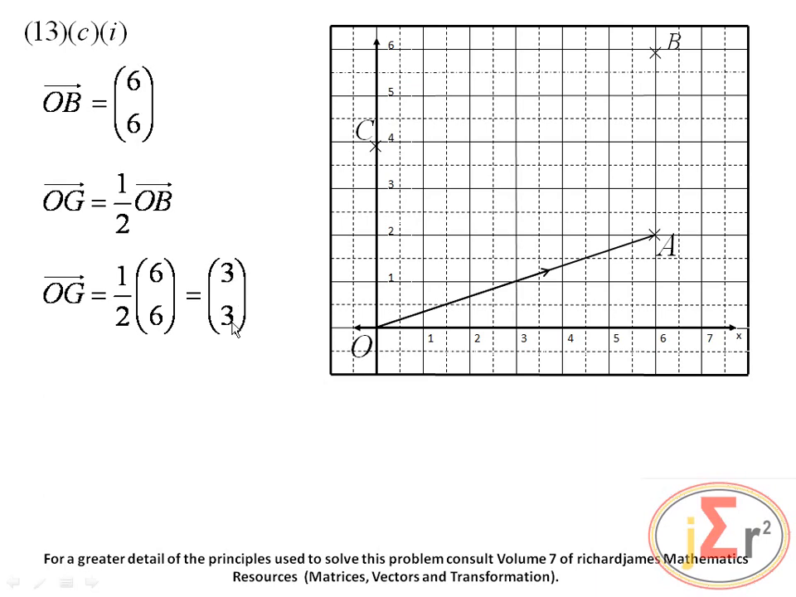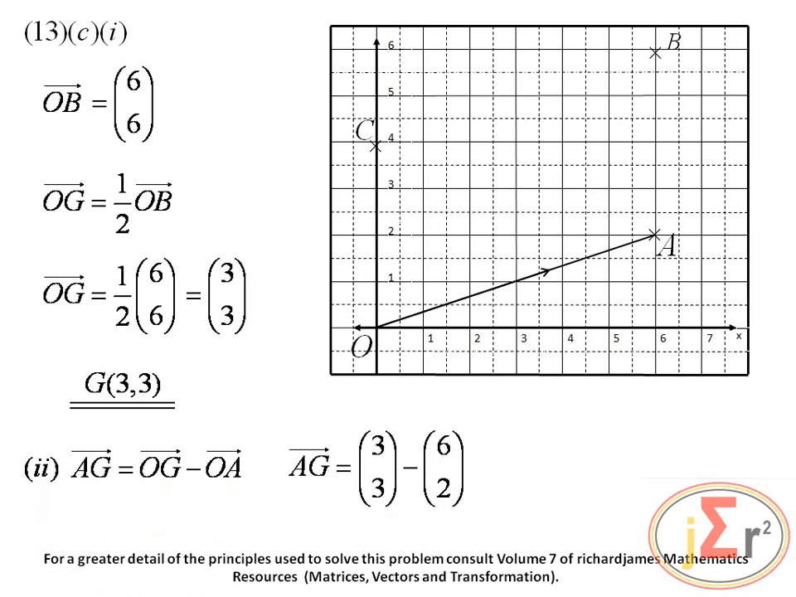Now, the question did not say find the vector G. It says find the coordinates of G. So we need to write that in coordinate form. So G is the point 3, 3. And, of course, prove using a vector method that A, G, and C lie on a straight line. And if they lie on a straight line, we always say that they are collinear. So AG is OG minus OA. That is the triangular law. AG is OG minus OA. And that is what we have. And that is equal to negative 3, 1. So AG is negative 3, 1.